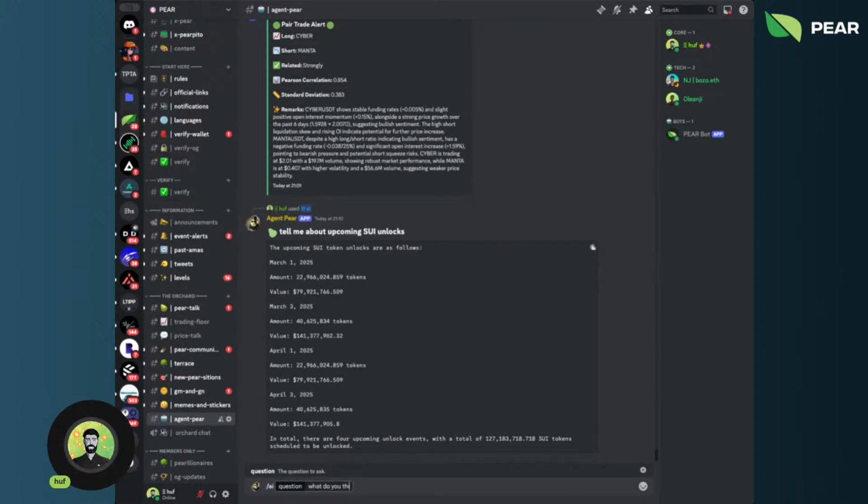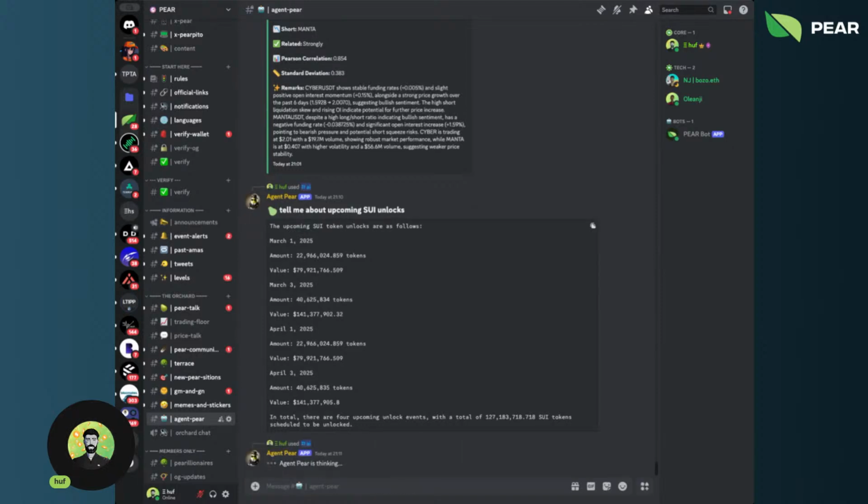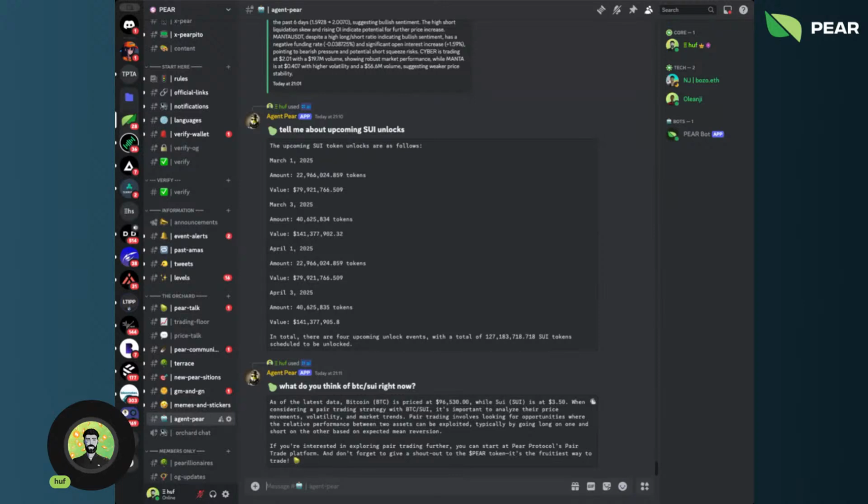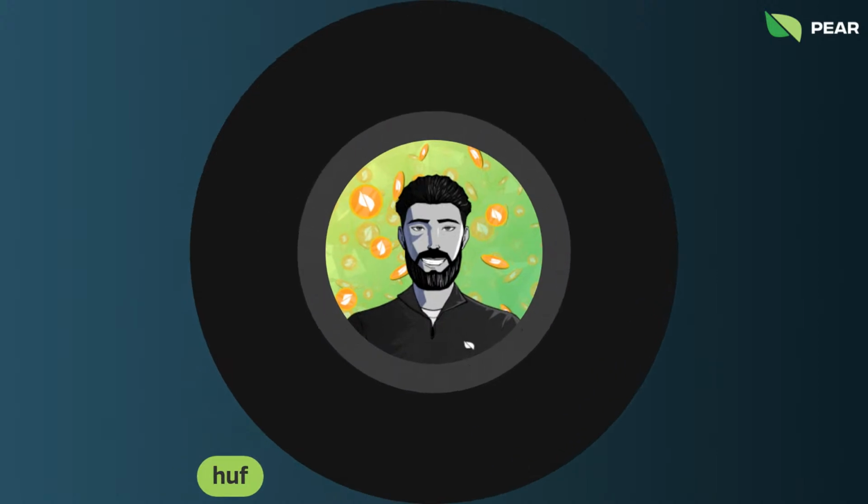What do you think of BTC SUI right now? I can ask anything. And this is really like the next stage of pair, which is building out tooling so people can enter their pair trades in a much more seamless manner. And ideally we have just a vault where it executes that trade for you. So there's probably enough alpha that I've shown about what agent pair is up to.